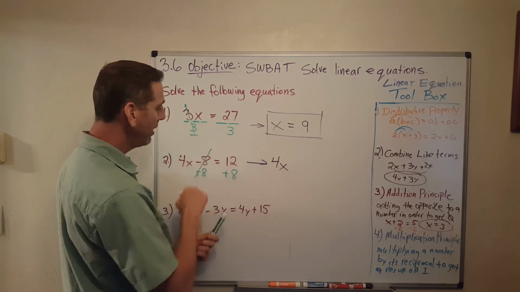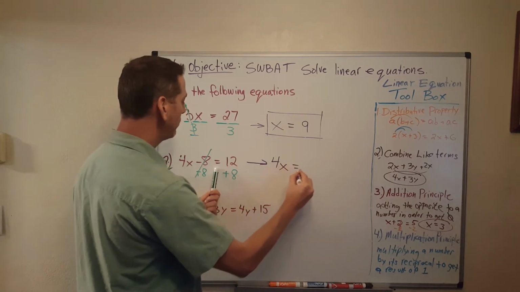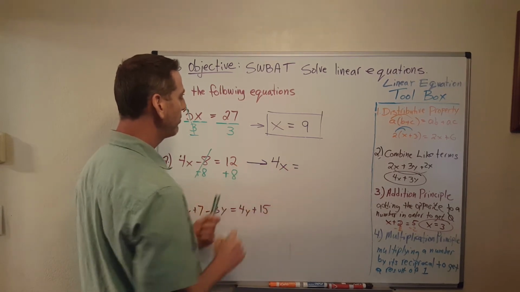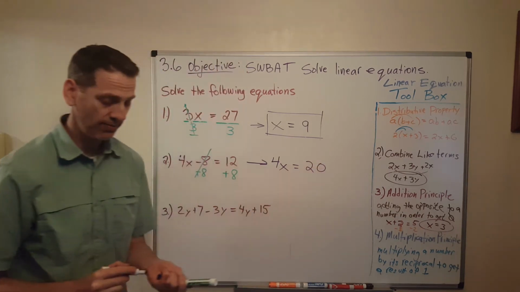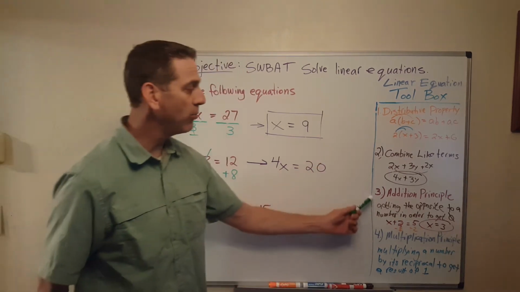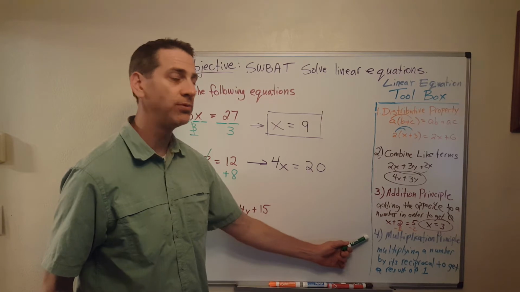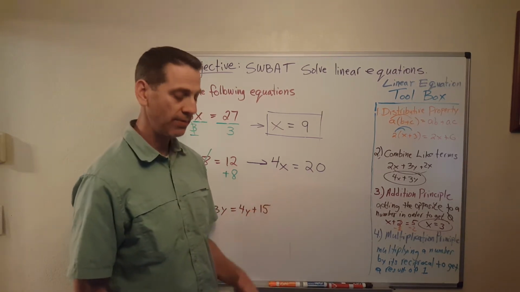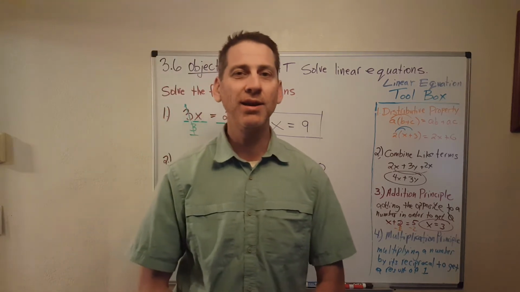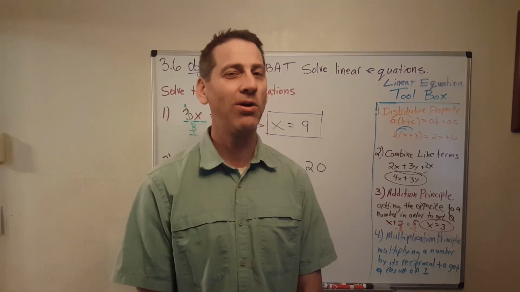Don't have that negative 8 anymore, right? That equal sign. Now I have to do this arithmetic, 12 plus 8. That's just simply 20. Okay, now I move down to my multiplication principle. I am multiplying 4 times x. See if you can solve this for x all on your own.